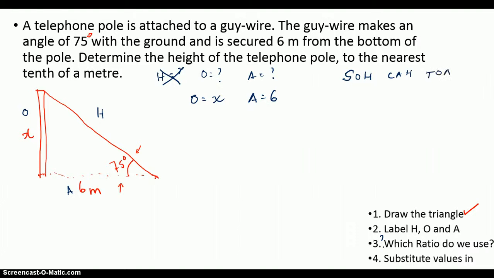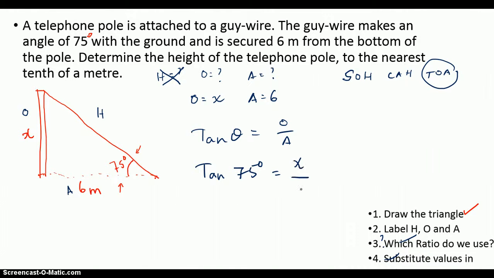CAH, TOA. Which one of these ratios uses O and A? That one right there. So we're going to use tan theta is equal to O over A. So the next step is substitute the values. So that means tan 75 degrees is equal to x over 6. So again, to solve for our x value, we just have to times by 6.